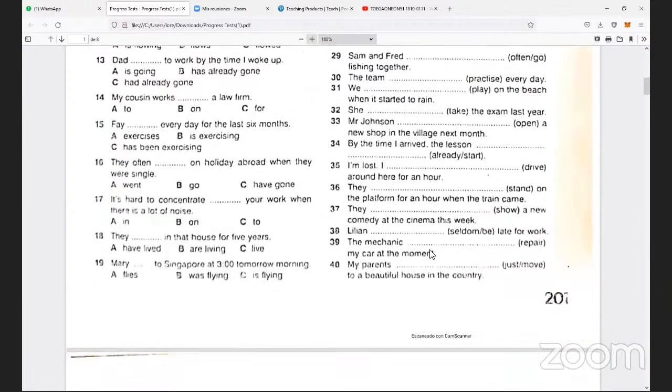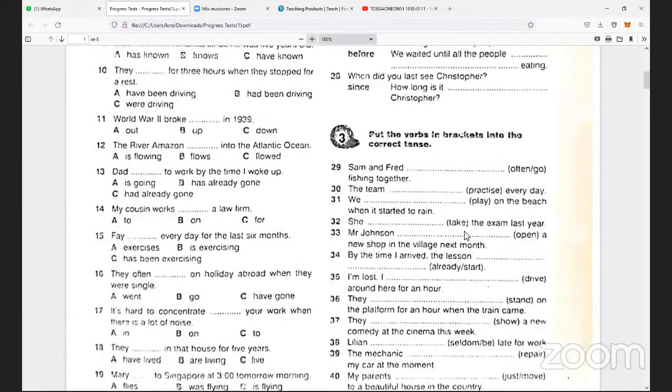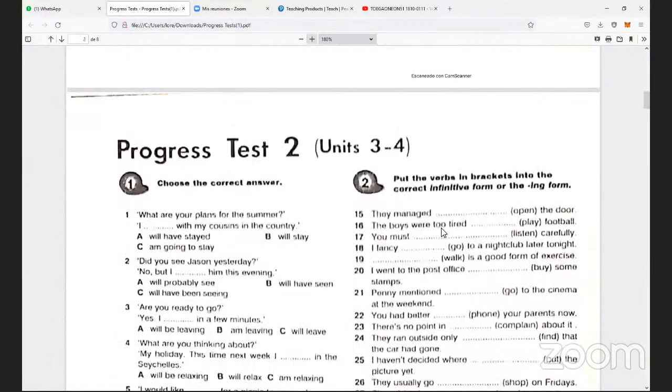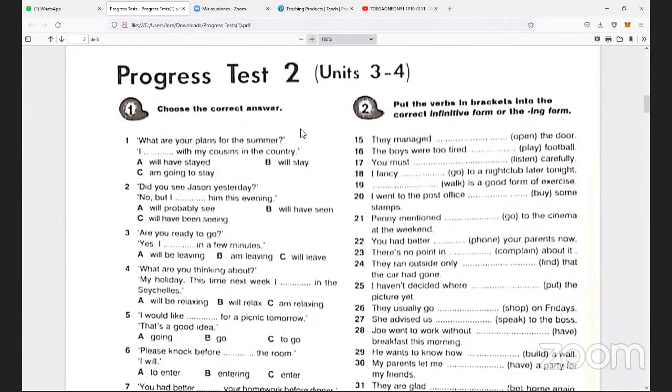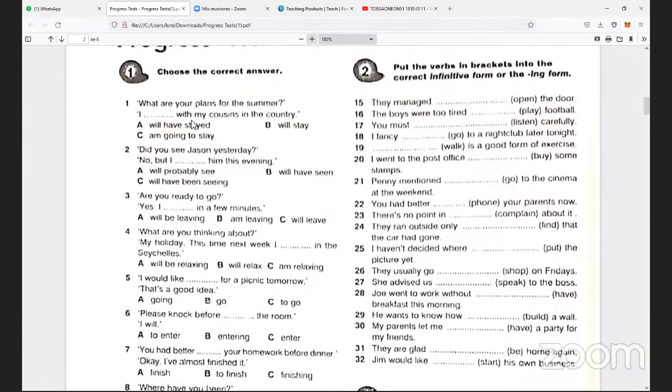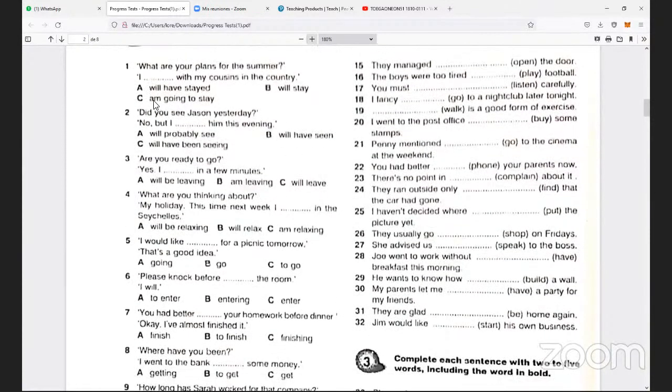Excellent. So that was the first progress test. Now we're going to skip to the second, okay? Progress test number 2. So it is the same. We have to choose the correct answer. So let's do it right now. Number 1.